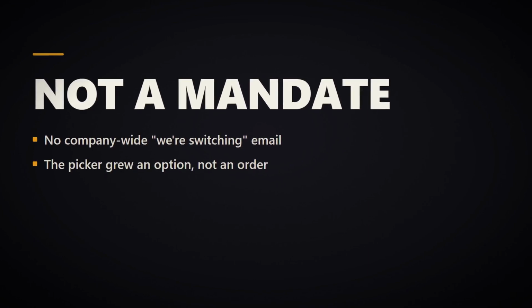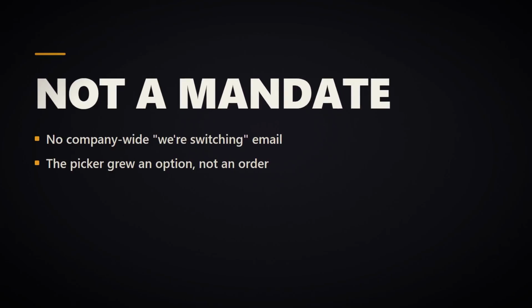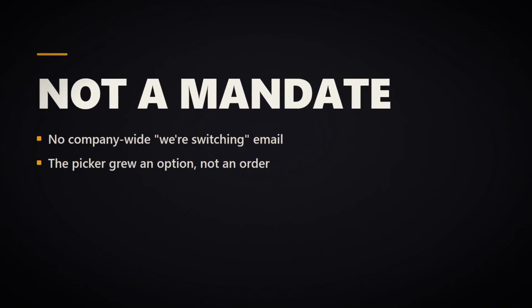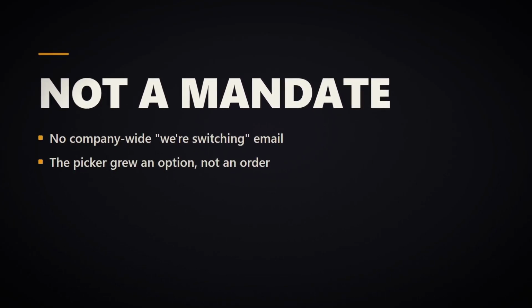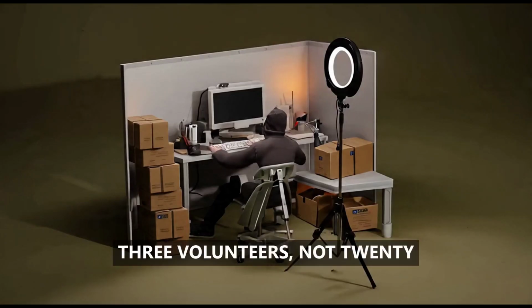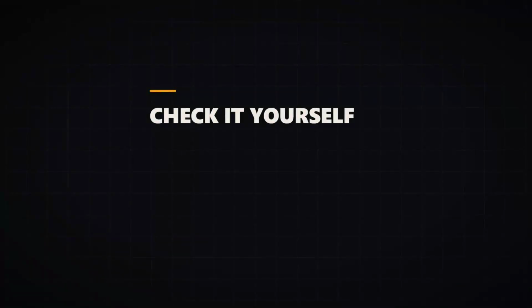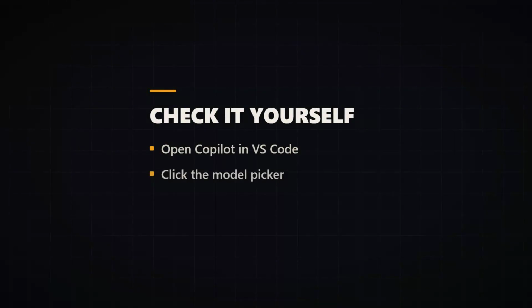Open GitHub Copilot in VS Code yourself right now. Click the model picker at the bottom of the chat pane. Look for Grok 4.6 in the list. If it is there, XAI shipped, and your admin already flipped it on. If it is not, your admin has not enabled it yet, and Monday morning has a task on your desk. The dropdown is the proof, not me telling you.